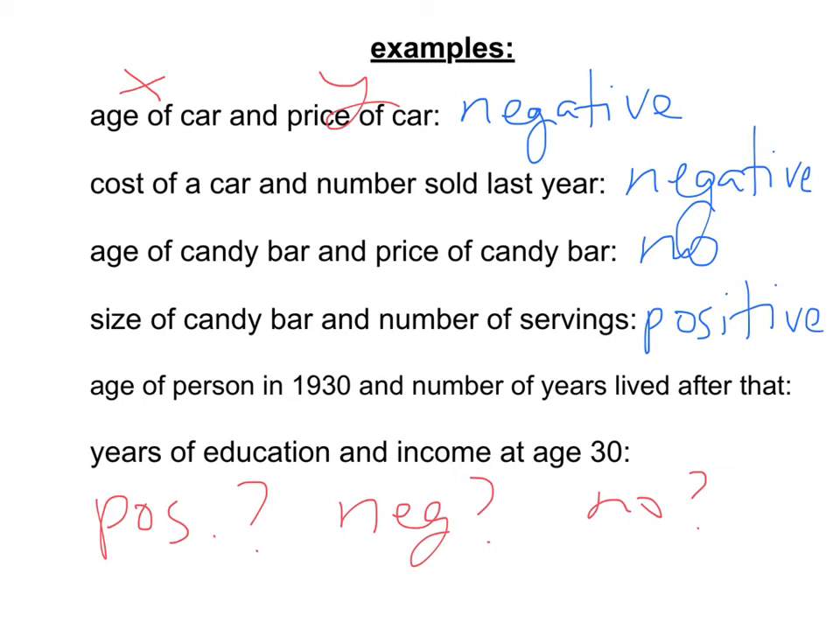The age of a person in 1930 and the number of years lived after that. In general, we would expect a negative correlation. In general, we would expect that the 20-year-olds in 1930 lived longer than the 50-year-olds did. And then the last one, years of education and income at age 30. In general, what statistics show, data analysis shows, is that people who have more education usually earn more money, so we would call that a positive correlation.